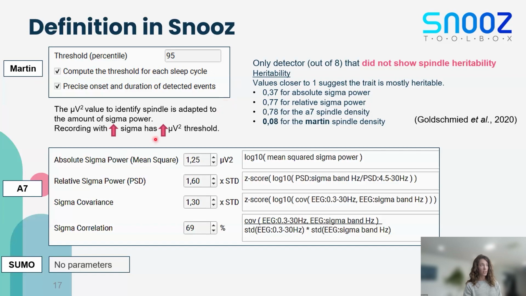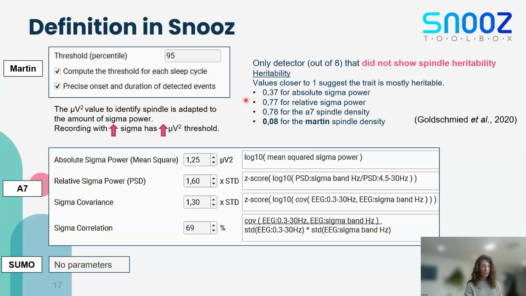So this strategy reduces variability in the spindle density compared to expert scoring or even the other detector, because around 5% of the recording is available to detect spindles. So it may explain why Martin was the only detector out of 8 that did not show spindle heritability based on a twin study published in 2020.